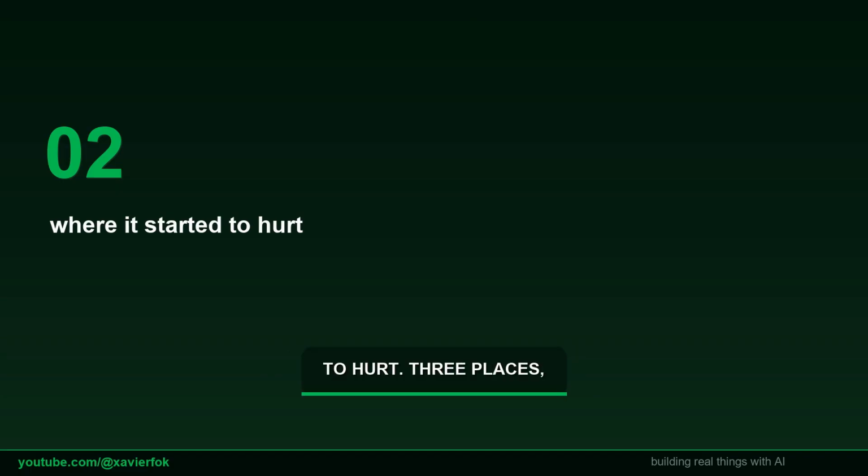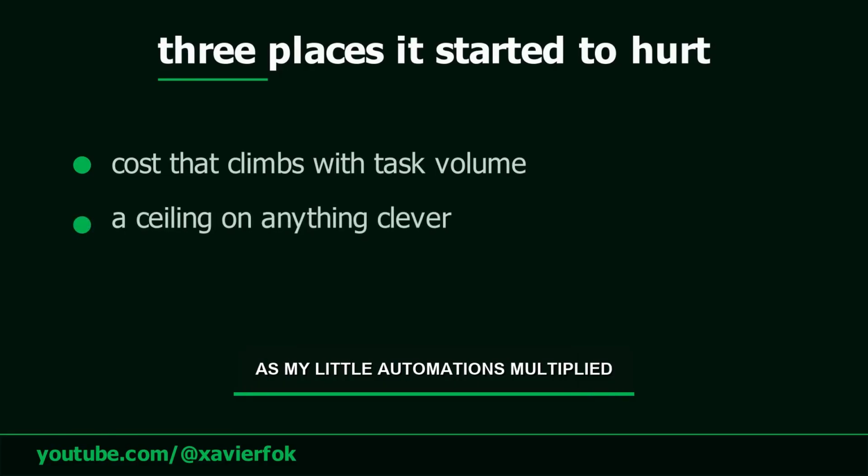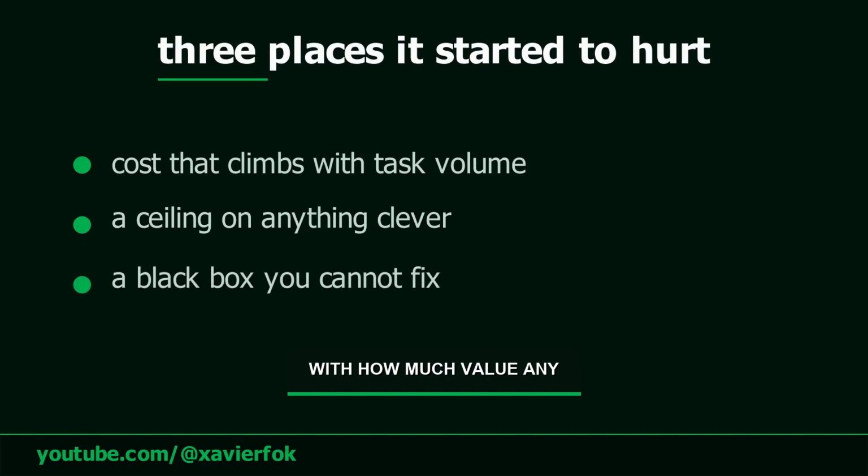Where it started to hurt. So where did it start to hurt? Three places, and they crept up slowly. The first was cost. These tools usually charge by how many tasks you run, and as my little automations multiplied and ran more often, the bill climbed in a way that had nothing to do with how much value any single one added. The second was the ceiling.